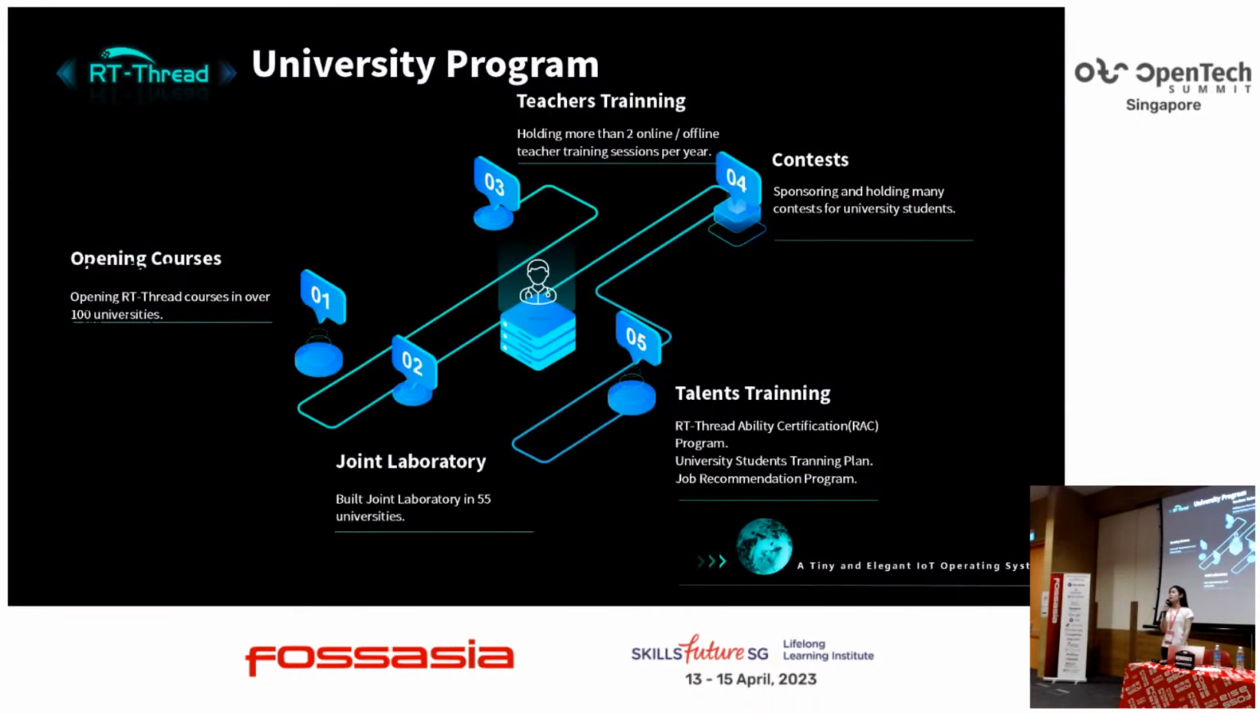We also have our university program. Artifresh opened Artifresh courses in over 100 universities in China and outside of China. We built joint labs in over 55 universities, and we also hold more than 2 online and offline teacher trainings per year. Also, we sponsor some contests and programs in universities. So we welcome universities and organizations to join us.